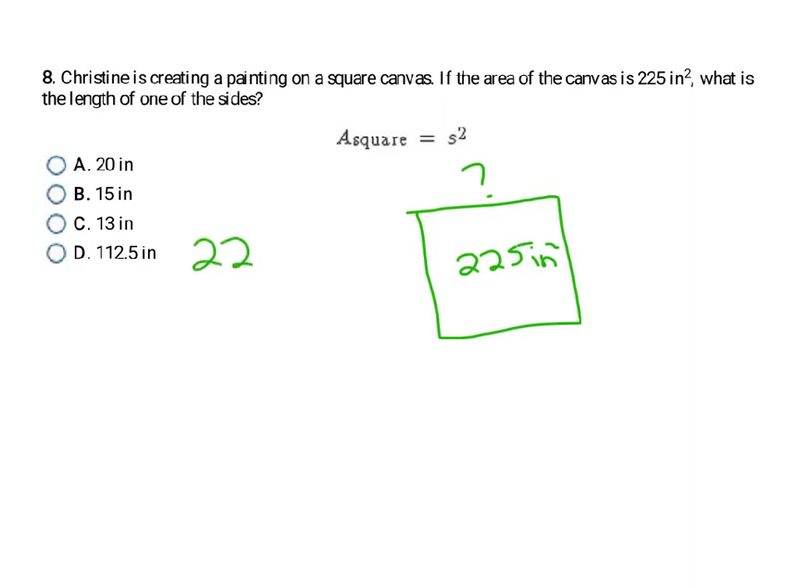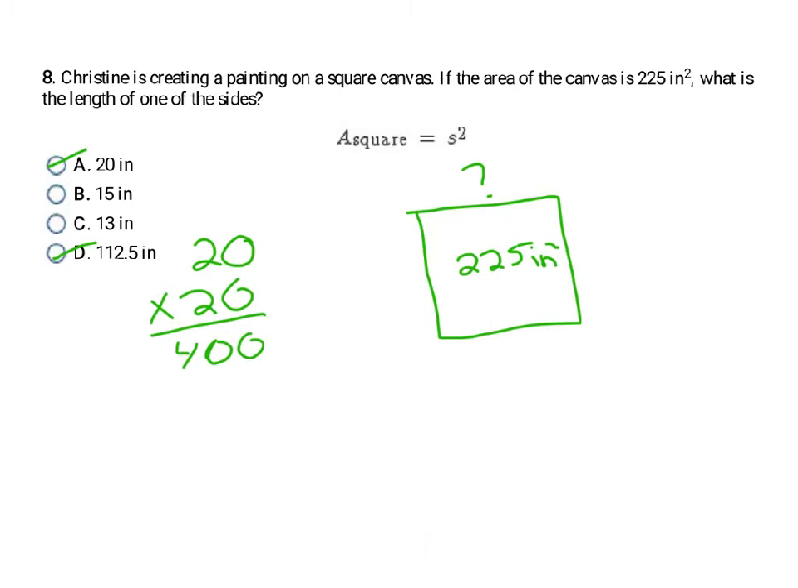So if I take 20 times itself, that's going to give me 400, which is too big. So 400 is too big. I'm just looking for 225. So it can't be A, and it can't be any choices bigger than 20. So it can't be D either.